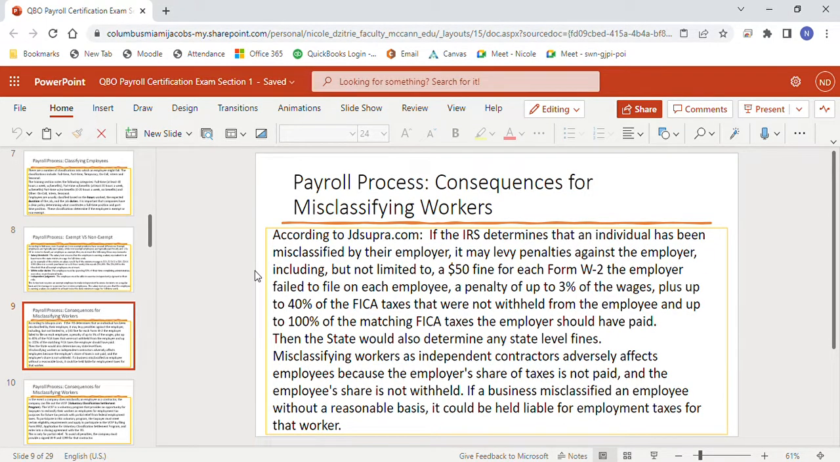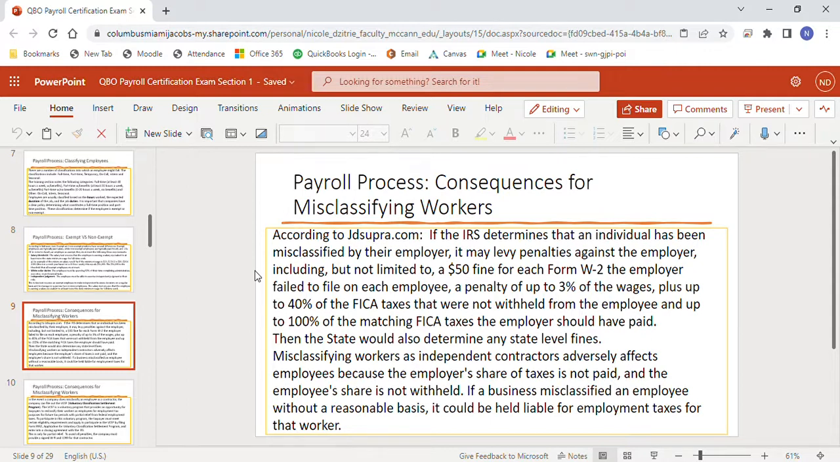Consequences for misclassifying workers. So according to jdsupra.com, if the IRS determines that an individual has been misclassified by their employer, it may levy penalties against the employer, including, but not limited to, a $50 fine for each W-2 the employer failed to file for each employee, a penalty of up to 3% of wages of each employee, plus up to 40% of the FICA taxes that were not withheld from the employee, and then 100% for the matching FICA taxes of the employer. And remember, I discussed that in that video I told you about, so that makes more sense if you've watched that already. If not, we will discuss it later on in another section. Then the state will also determine any state level fines.